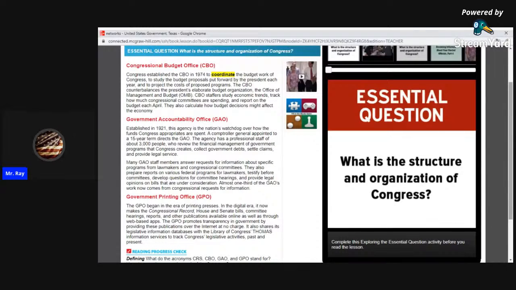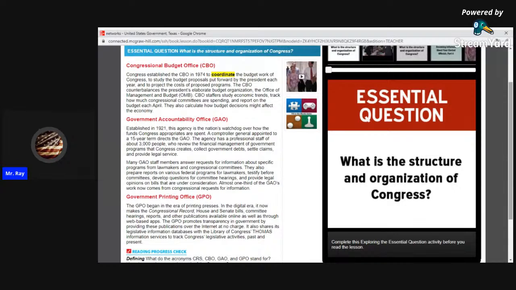We got the Congressional Budget Office, the CBO, okay, which is not a sandwich. And they study economic trends. They track how much Congress is spending. They report on the budget. They calculate how economic decisions affect America. So again, it's an information agency where they can get all of this data.